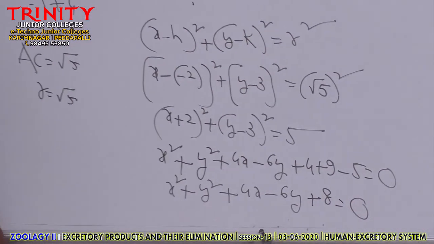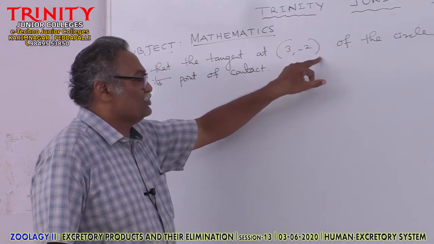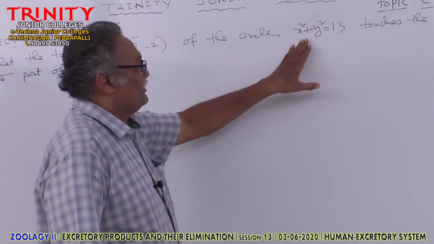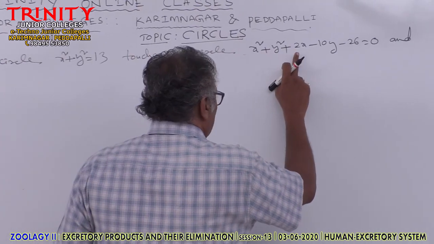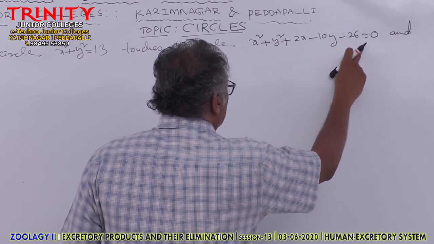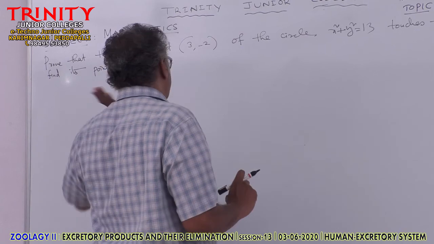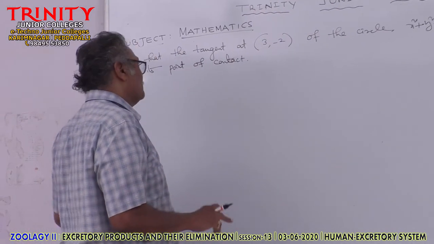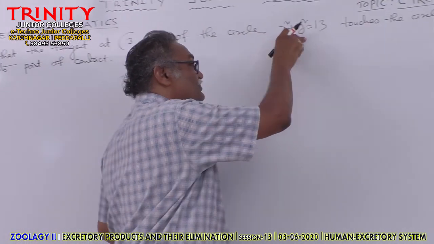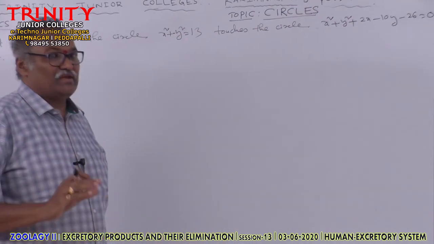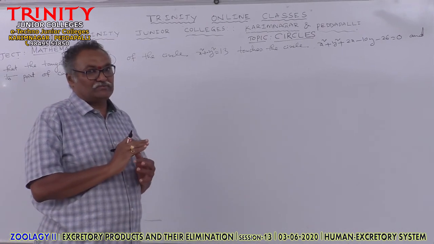Prove that the tangent at the point 3 comma minus 2 of the circle x square plus y square equals 13 touches the circle x square plus y square plus 2x minus 10y minus 26 is equal to 0 and find its point of contact. First we have to prove that the tangent at this point to this circle touches this circle. That is the first part. And the second part, find the point of contact.